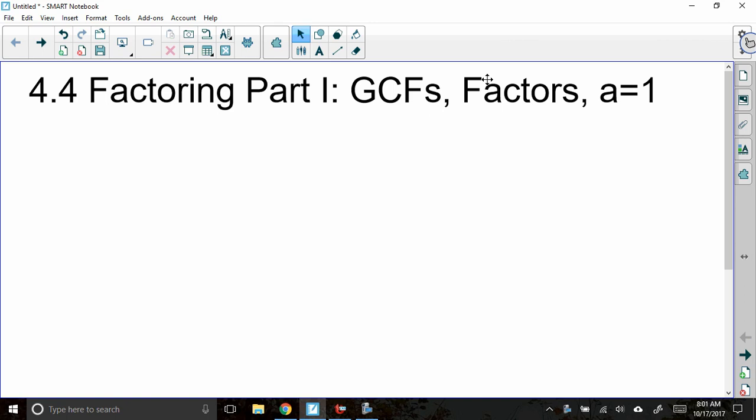And today what we're looking at is factoring part one. I'm actually using some homework assignment that my student teacher a few years back did. I like the way he put it together. In this first part, we're going to talk about greatest common factors today, or GCFs for short. We're going to talk about what factors are.